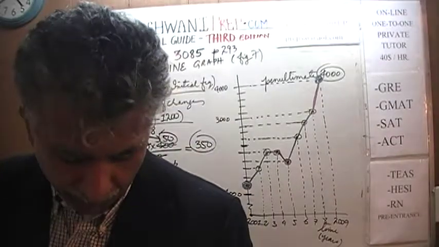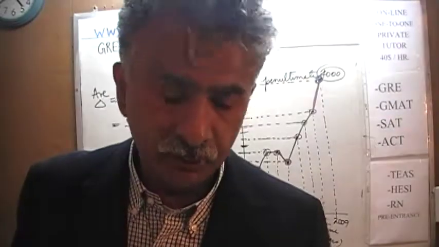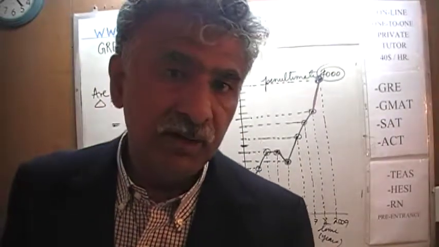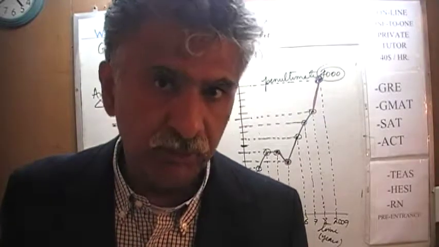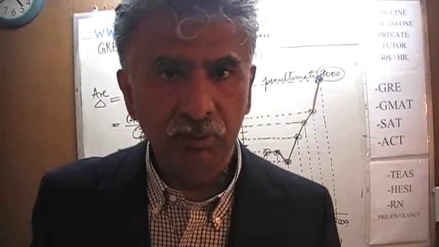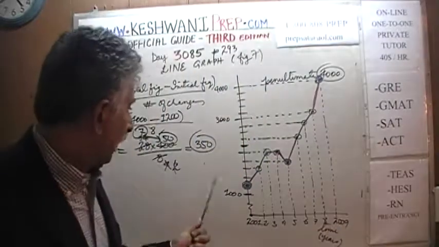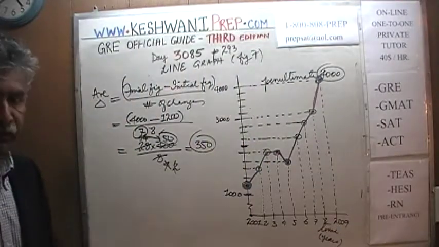In other words, on average, the enrollment went up by 350 students from one year to the next for the given period. How do we verify it? How do we verify that the answer is correct?